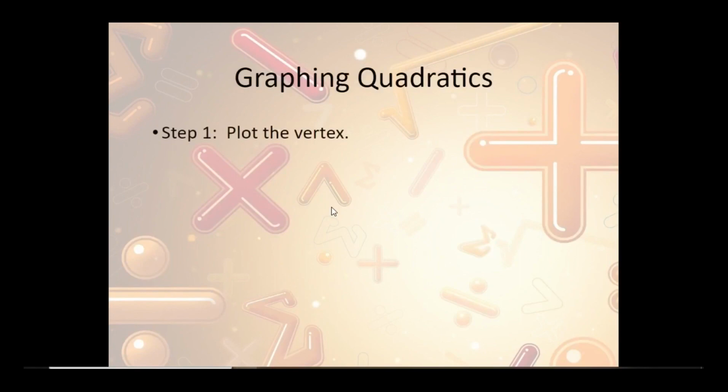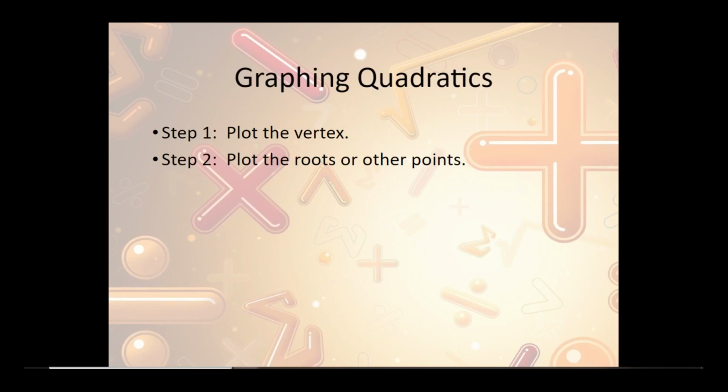First step is plot the vertex. So we need to find the vertex and then plot that. Then we plot the roots or other points. So if there's no roots or if the roots aren't easy to find, that's okay. Use a table and find 2 other points. So plug in values for x, solve for y, and plug those points in.